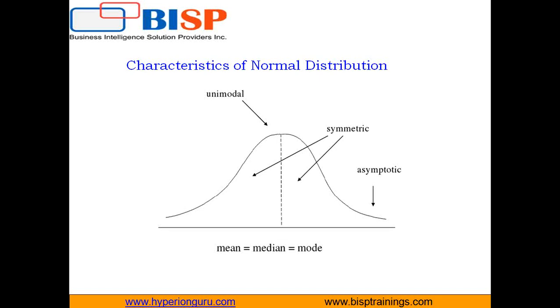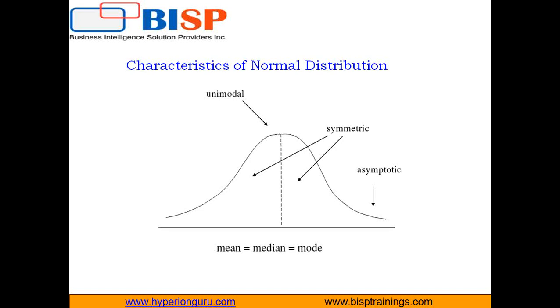Normal distributions are continuous and have tails that are asymptotic, which means that they approach but never touch the x-axis. And the center of a normal distribution is located at its peak. 50% of the data lies above the mean, which means 50% lies below. It follows that the mean, median, and mode are all equal in a normal distribution.